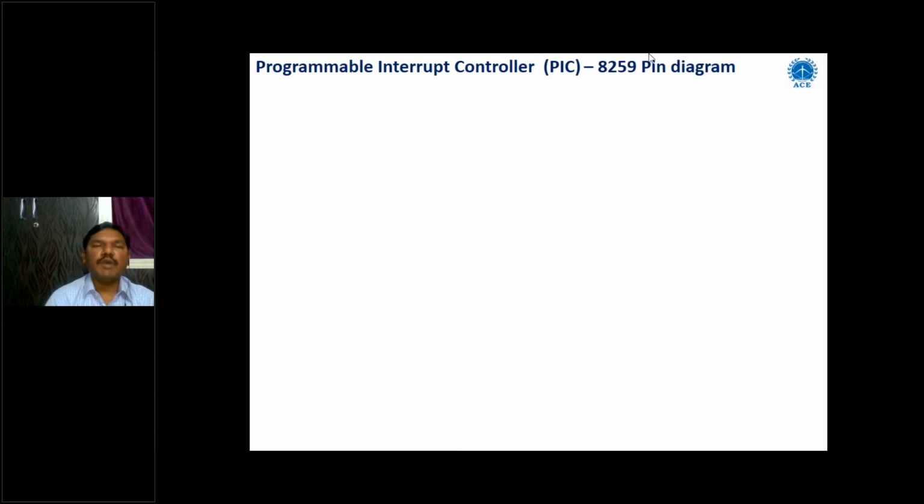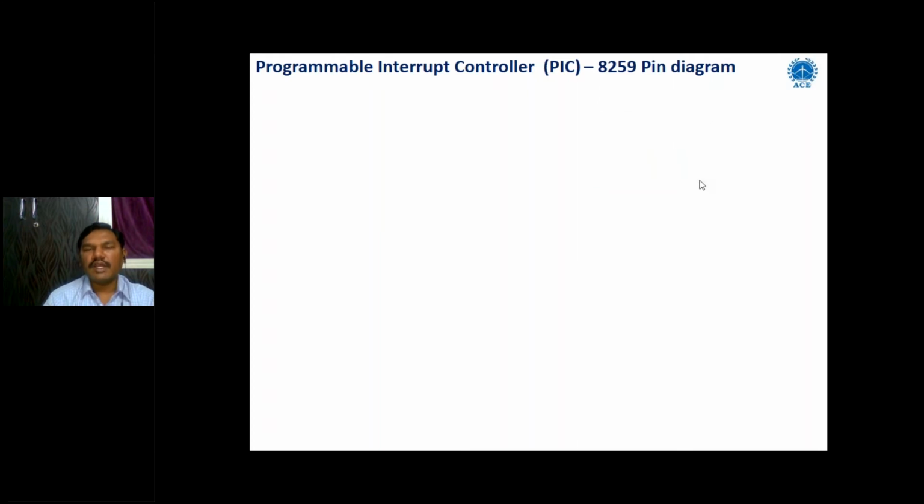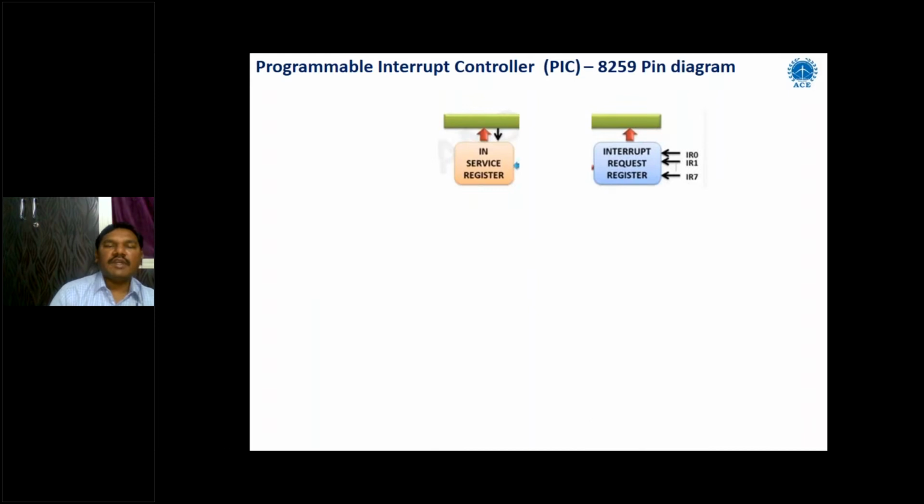That's why we have one IC for interrupt controlling, called 8259, which is known as the programmable interrupt controller. This is the diagram of the interrupt controller. First we have the interrupt request register. In the pin diagram we have INTR, interrupt request. Here we have 8 interrupt requests, meaning it can serve up to 8 devices, IR0 to IR7. Then we have the interrupt service register. This is a program. Next, the priority resolver.